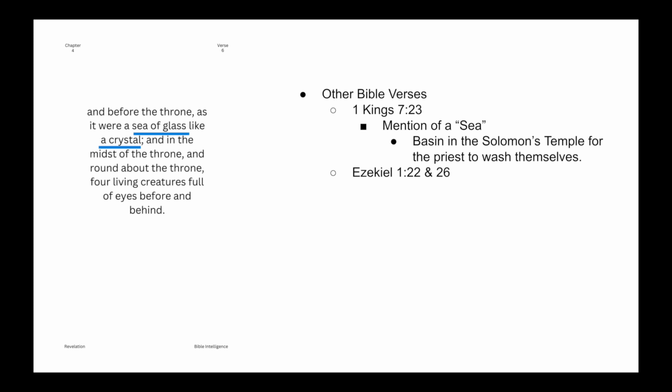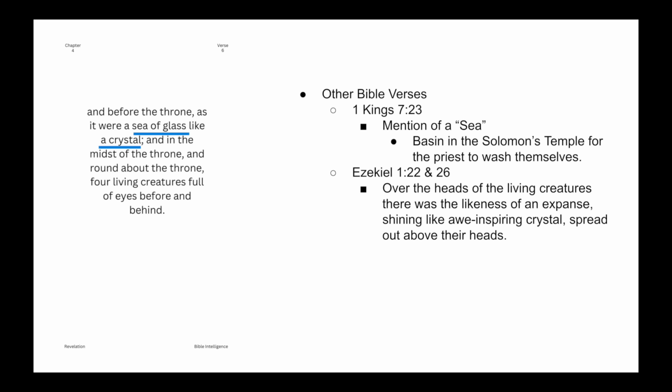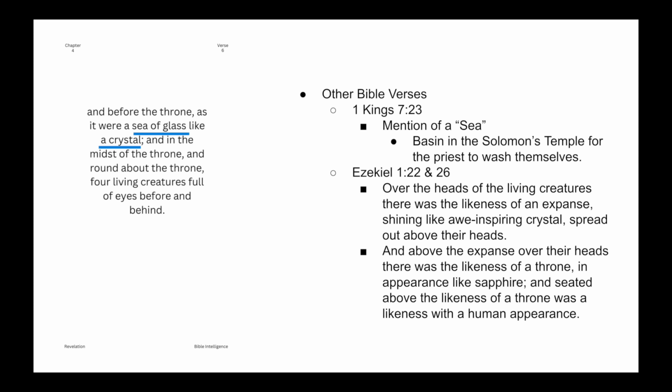And Ezekiel 1:22 and 26 says, "Over the heads of the living creatures there was the likeness of an expanse shining like an awe-inspiring crystal spread above their heads, and above the expanse over their heads there was the likeness of a throne in the appearance like a sapphire, and seated above the likeness of the throne was a likeness with a human appearance."